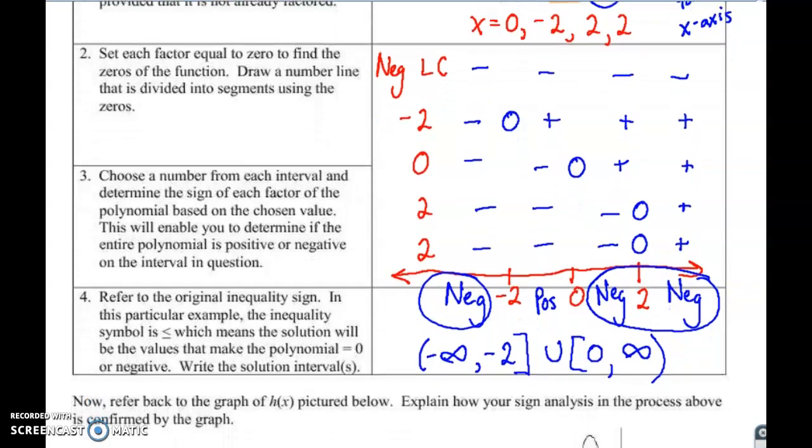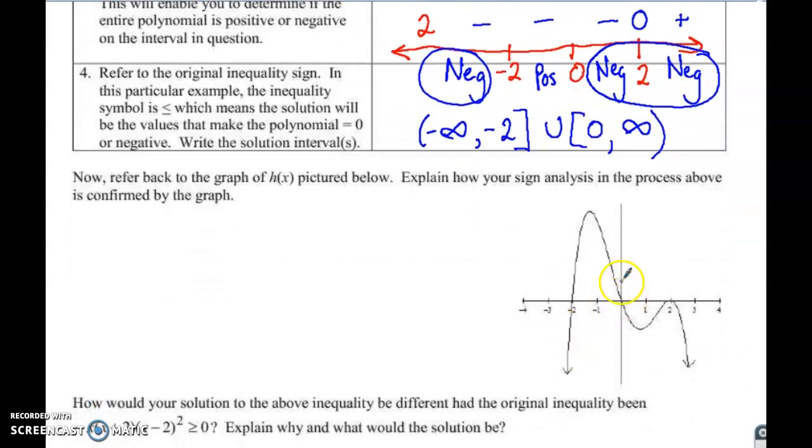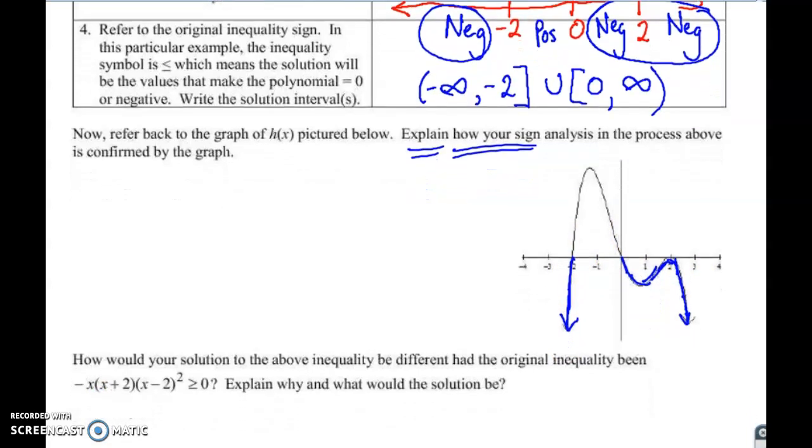And I don't know if you looked ahead yet, but the graph of that is already drawn right here, and you can explain that sign analysis, that's what it's called, by the way, is confirmed by this graph. Now I'll leave it up to you on how your explanation of how the sign analysis is confirmed, but write down something that talks about that we are below or on the x-axis at those values. Okay.